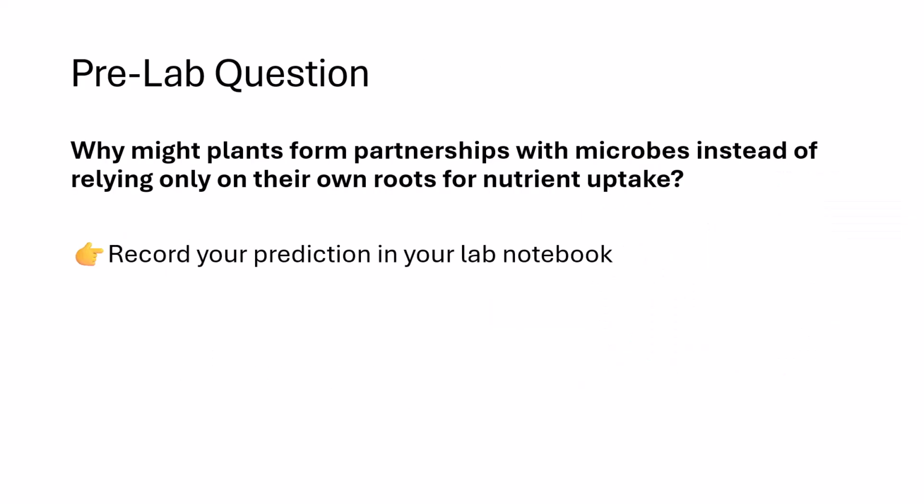Before you begin your observations, think about this question: why might plants form partnerships with bacteria or fungi instead of relying only on their own roots for nutrient uptake? Consider things like efficiency, surface area, and access to nutrients in the soil. Write your prediction in your lab notebook before continuing.